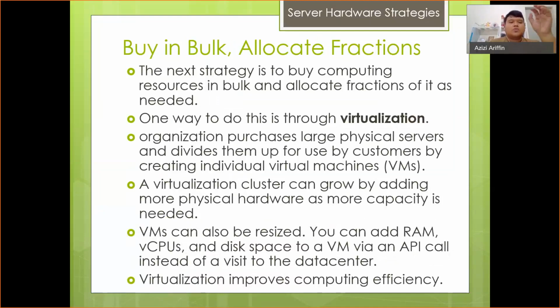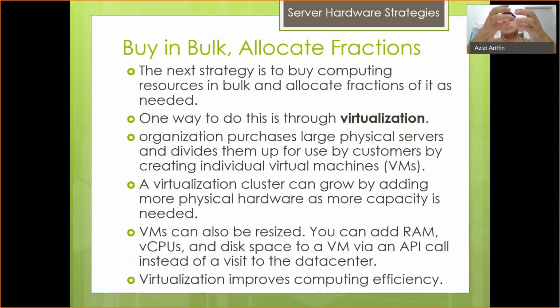And the favorite one nowadays is a strategy where we buy in bulk and allocate fractions. One way to do this is via virtualization. The virtualization cluster can grow by adding more physical hardware. The physical hardware we just add into our existing cluster. So we have added capacity by just adding additional physical hardware.